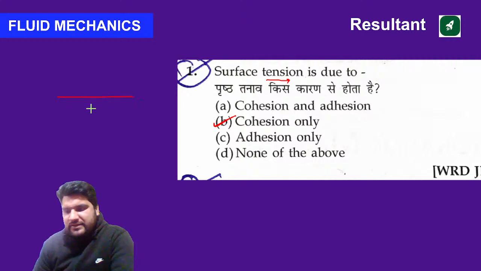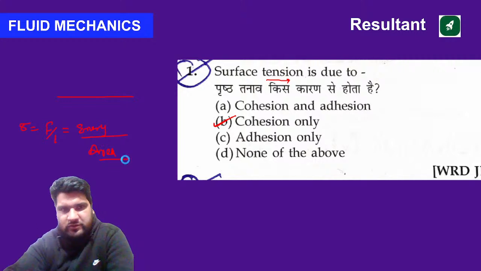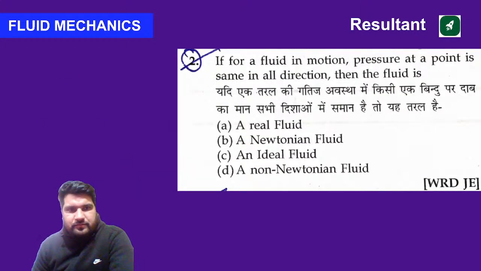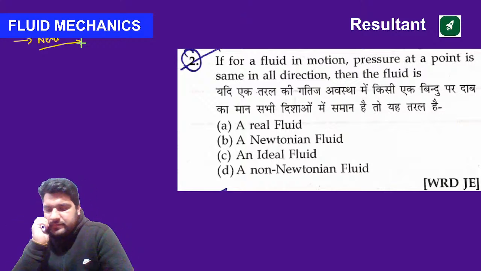Sir, what is the surface tension? Surface tension we can define as denoted by sigma. That is the force per unit length, or it is the energy or work done per unit area. Absolutely correct. Okay. Next question on your screen.